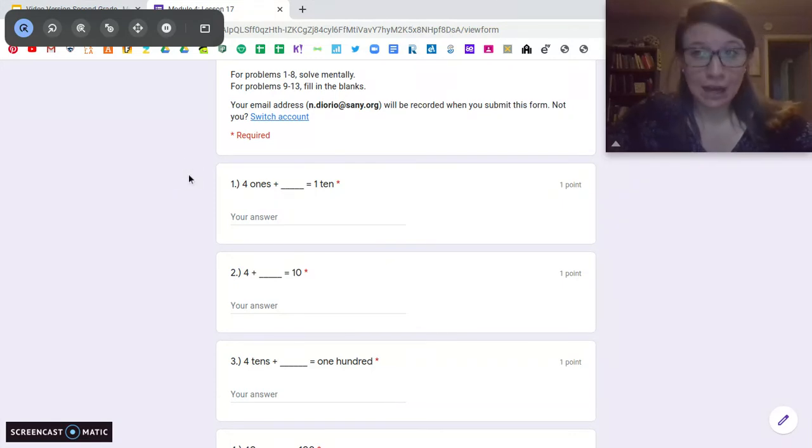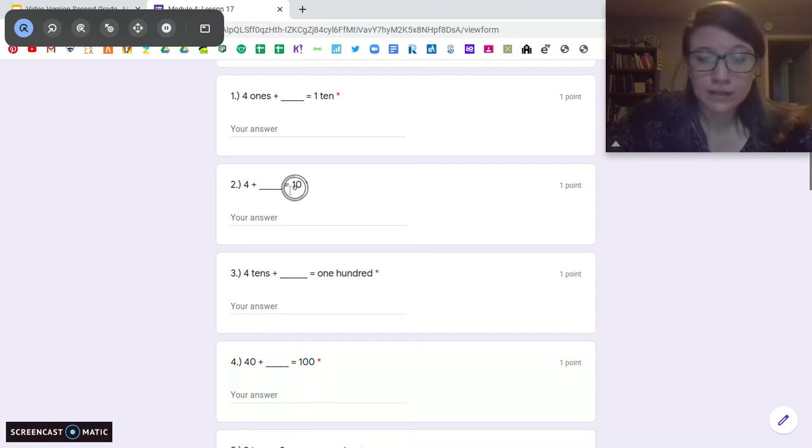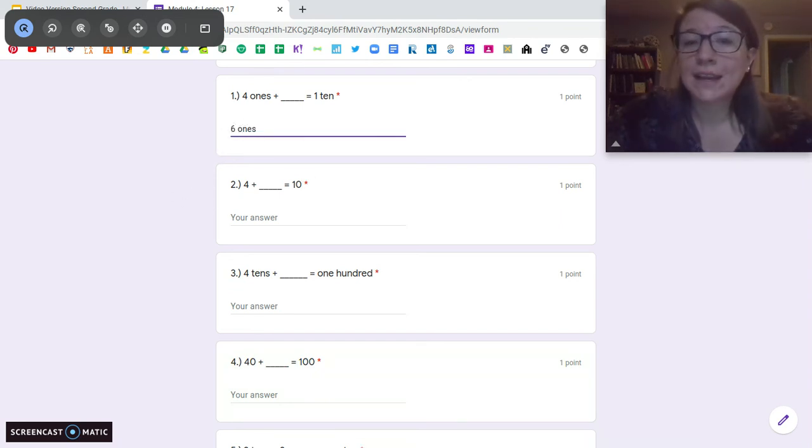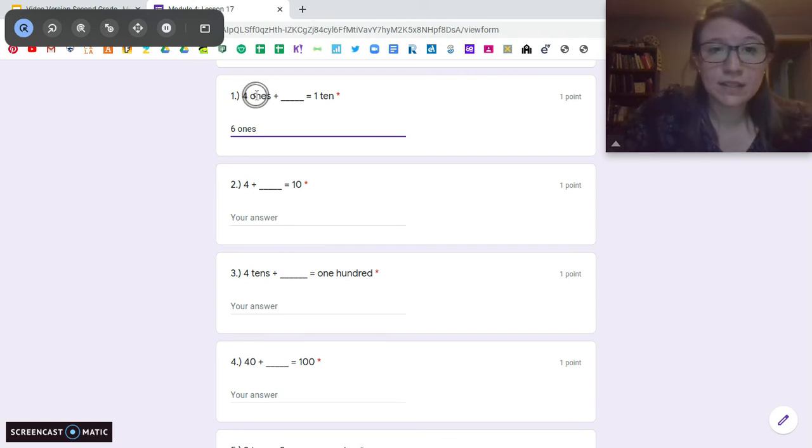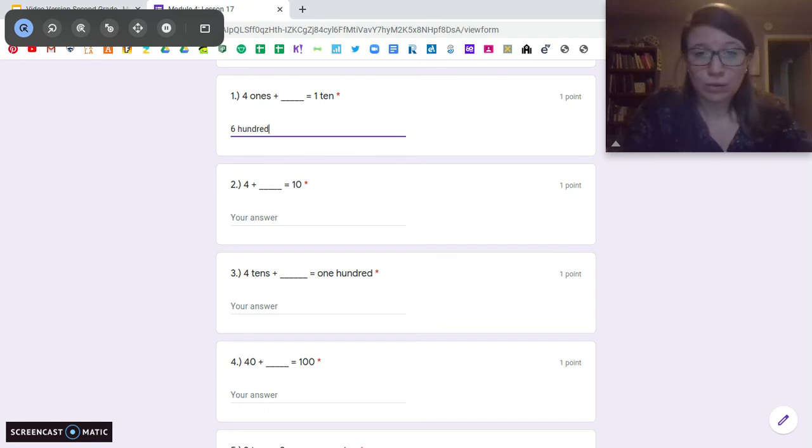Okay. So in your exit ticket today, you're going to see a couple problems like we did in the beginning of the lesson. 4 tens plus blank equals 1 10, and then you're going to transfer it to standard method. When you type in your answer here, make sure you write it in the format of the question. So this one says 4 tens plus what? Is it going to be 4 tens, 6 tens? Is it going to be 6 ones? Is it going to be 6 hundreds? Whatever it is, make sure you write that unit in there.